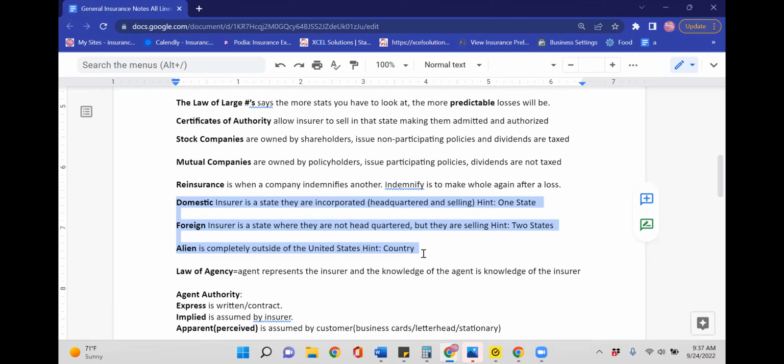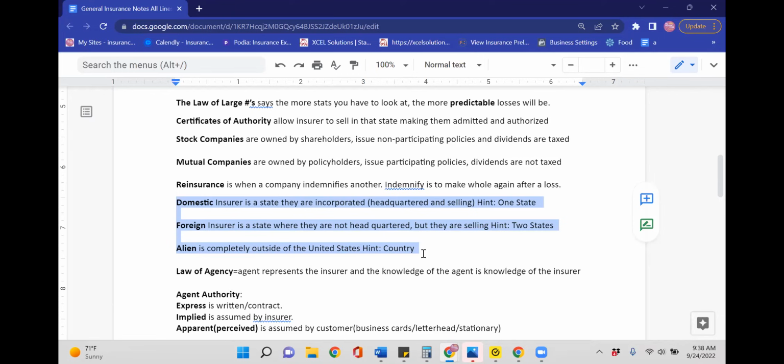So this one will always come in as two states. An insurance company is headquartered in Illinois and they are selling in Michigan. Two states are mentioned. The answer is foreign. Living here or homed here, selling here, two states, foreign. So where domestic is, I'm selling here and I'm home here, domestic. I'm selling here, but I live here, but I'm selling over there, foreign.